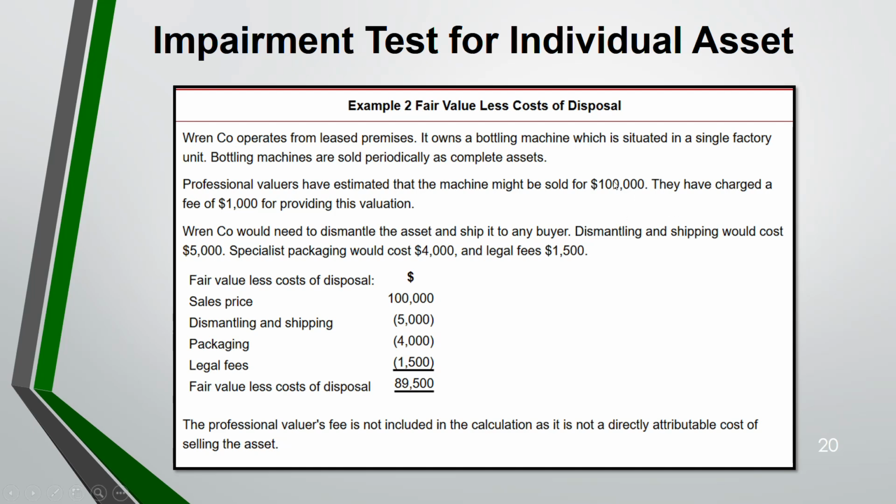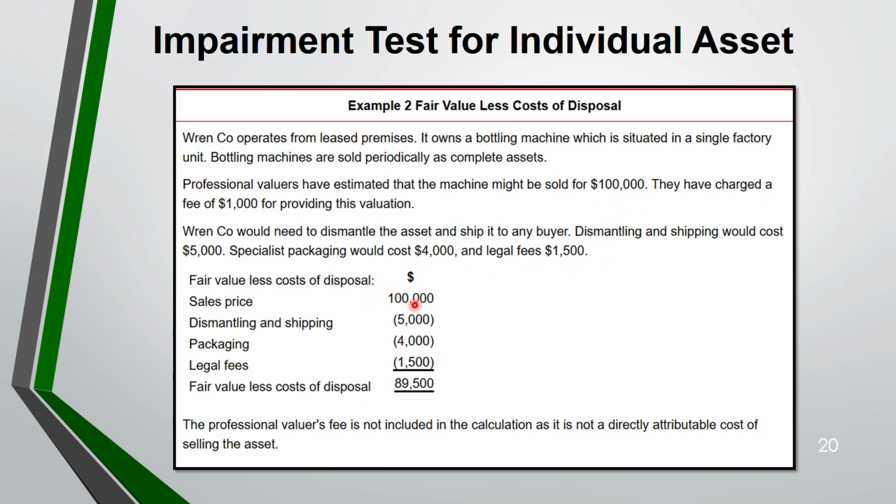Now, example 2 will help you to understand which cost you have to deduct from fair value. It's about Rent, operating a leased premise, which owns a bottling machine situated in a single factory unit. Bottling machines are sold periodically as a complete asset. They have been given a value that they are going to sell it for 100,000. They have charged a fee of 1,000 for providing this valuation. Now they need to dismantle the asset and ship it to any buyer. So dismantling and shipping cost is 5,000. Specialized packaging cost is 4,000. Legal fees is 1,500. Now tell me, what is the sale price?